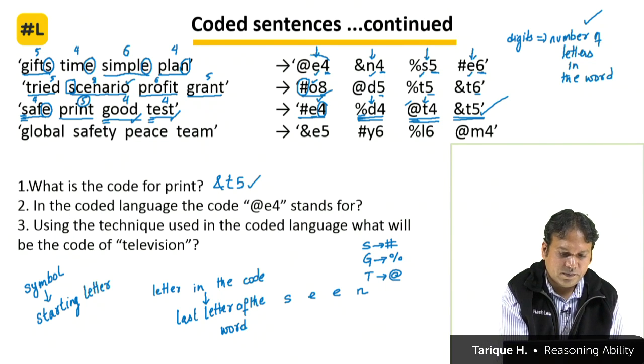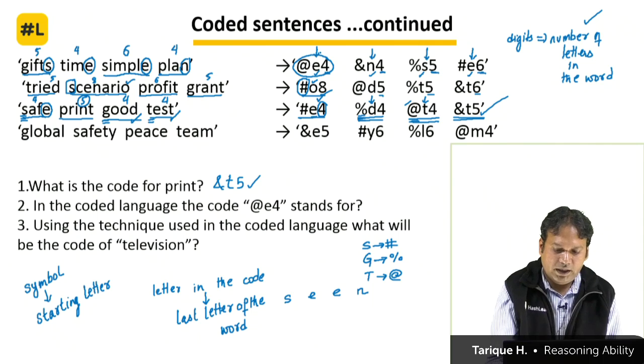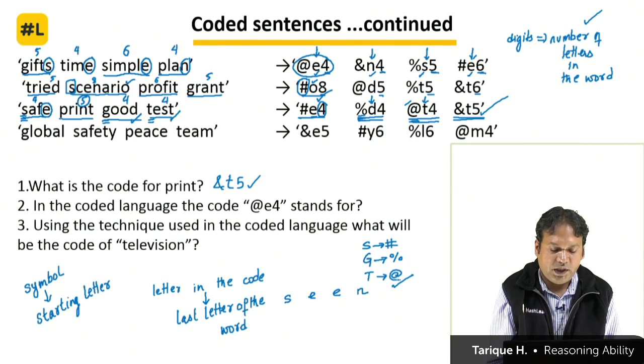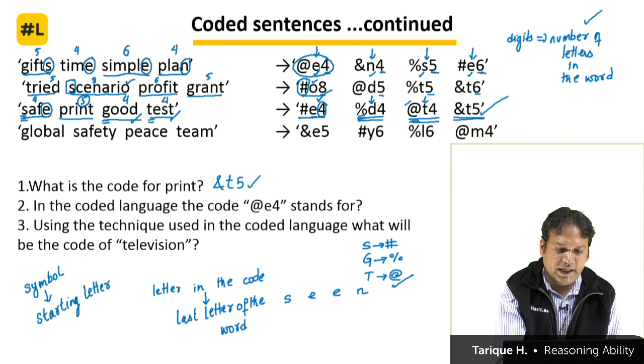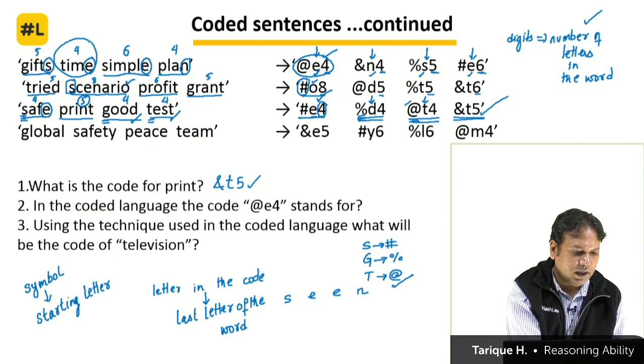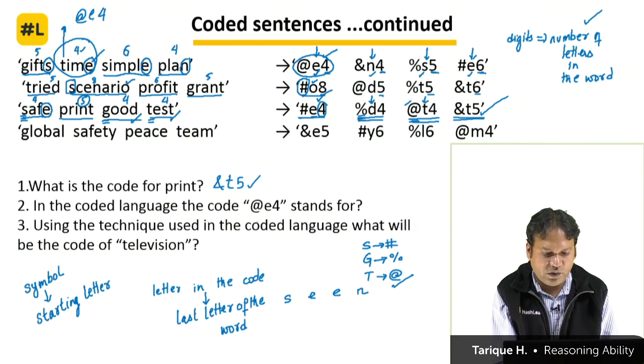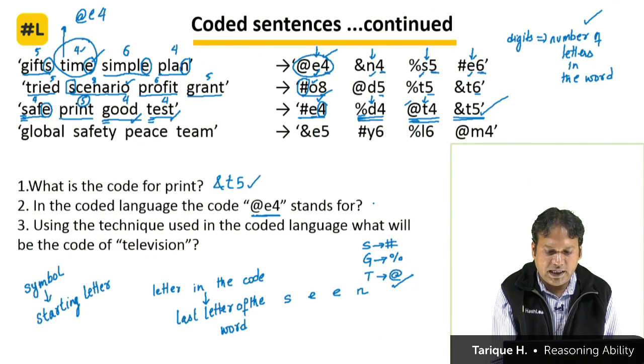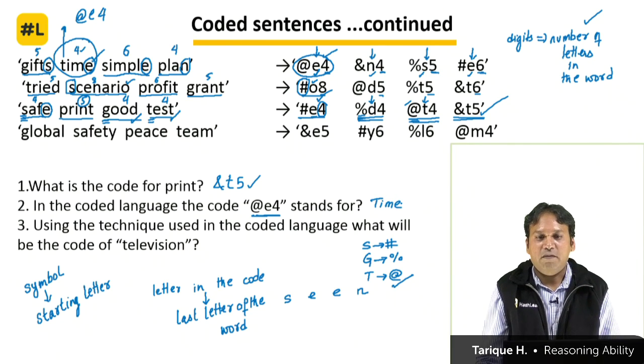Check here. T is @, word is ending in E, number of letters 4. See, time. Starting with T, ending in E, number of letters 4. That is how we get @E4. So @E4 stands for what? It stands for time. Once you understand this, the entire question is open.